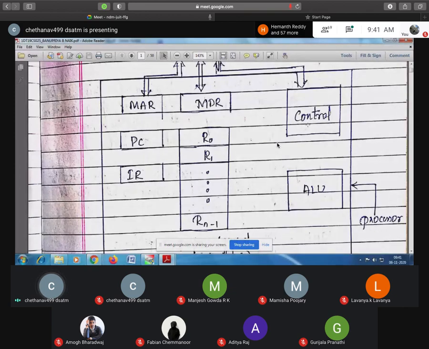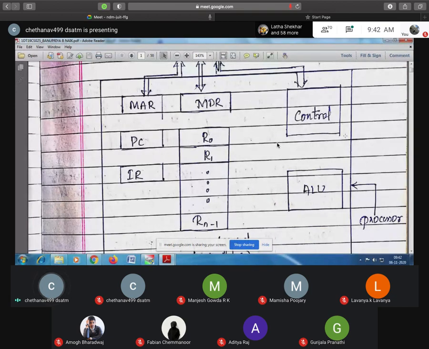And the control unit: whether I should read from memory or write to memory, I require proper control signals. That's what control does. And in the ALU, the arithmetic logic unit, the real work is executed: the real addition or subtraction, any arithmetic operation. Inside the processor, whatever operations you want to do will be done in the ALU.